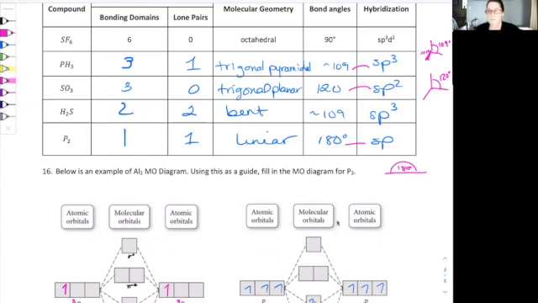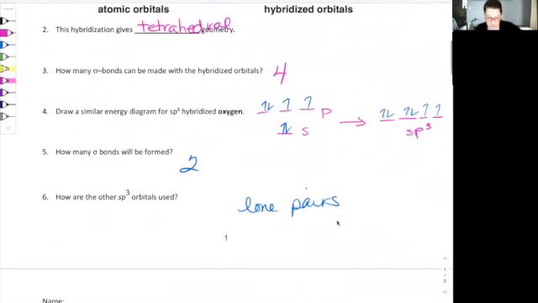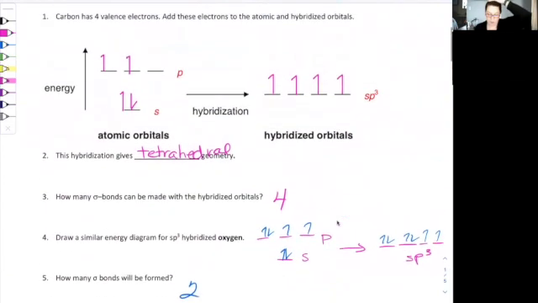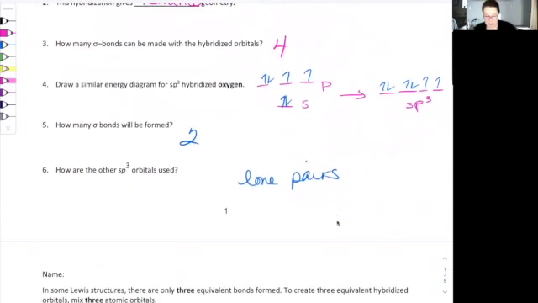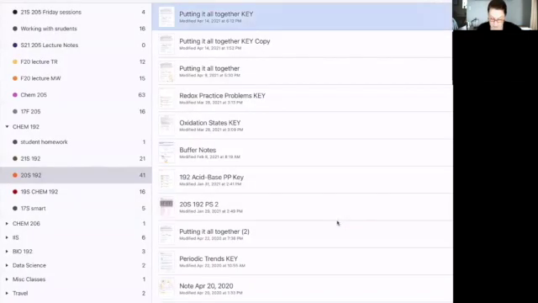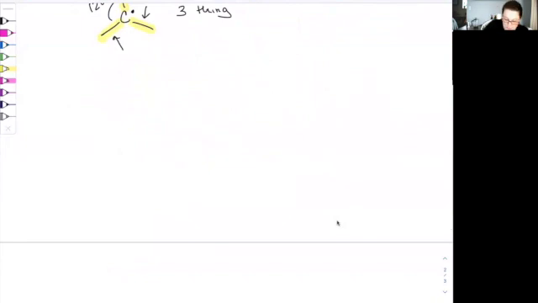Good. Will you please go over 4 and 5? 4 and 5? Absolutely. Yes. Okay. So 4 is asking you to draw a similar diagram to the one that was given above for an sp3 hybridized oxygen. Okay, so what I'm going to do, because I want to stop writing on the answer key, is jump here. So we want to draw the energy diagram just for an sp3 hybridized oxygen.